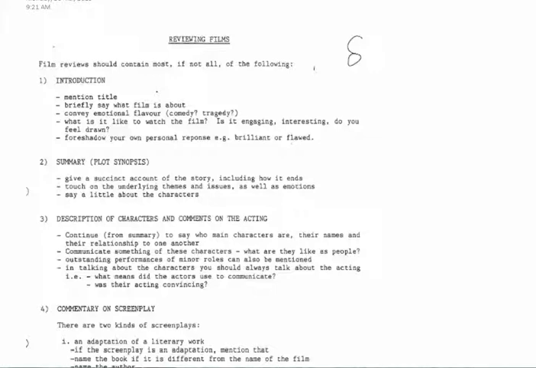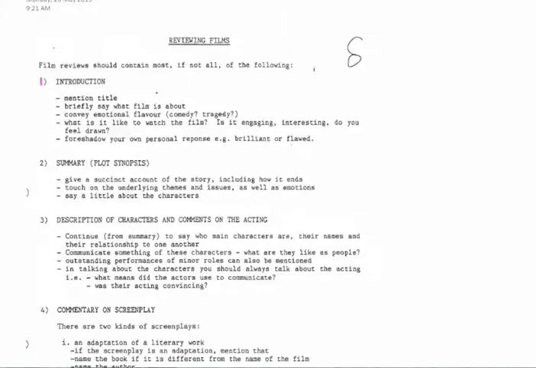Anyway, what goes into a good film review? It should contain most, if not all, of the following things. It should contain an introduction. Not in terms of your classic essay, but basically tell me what's the title of your film?